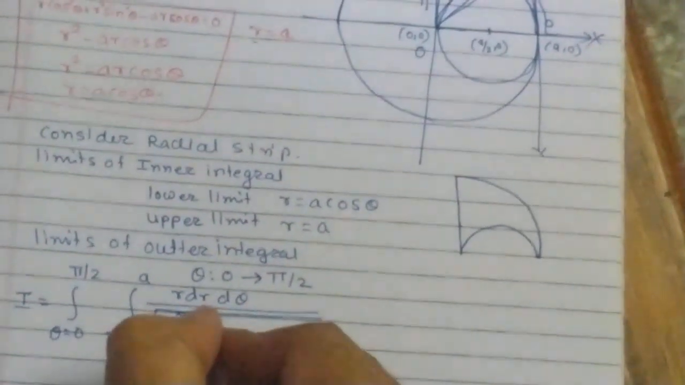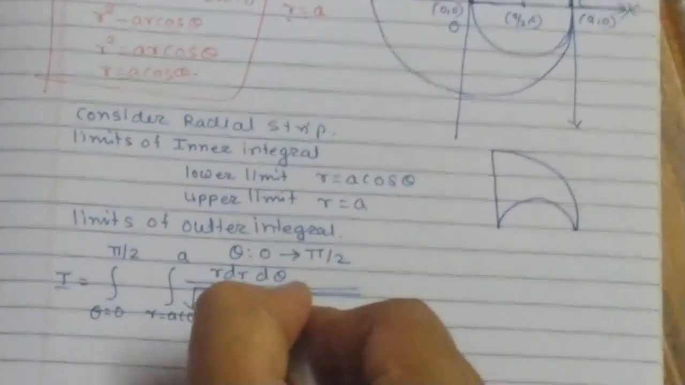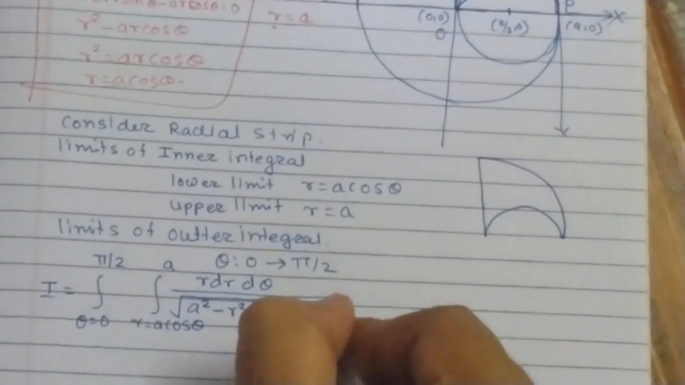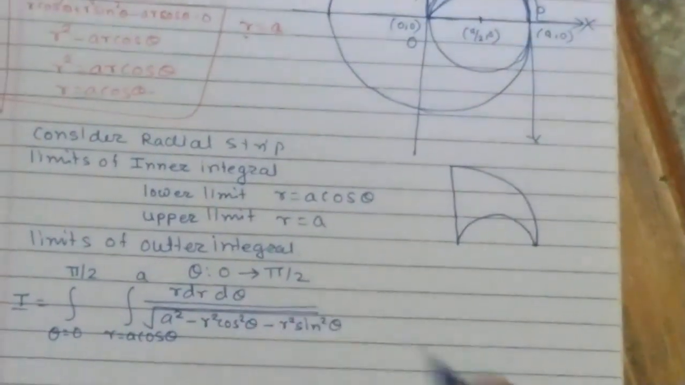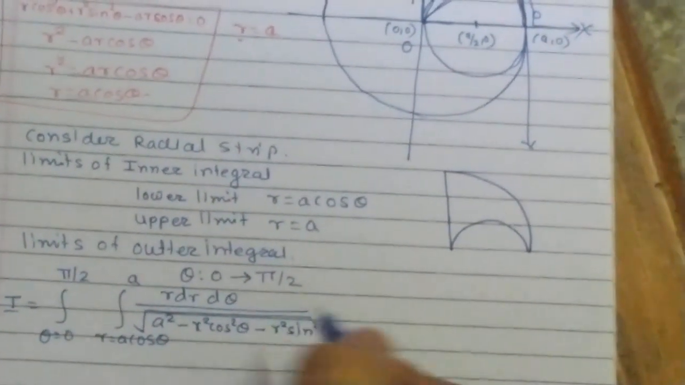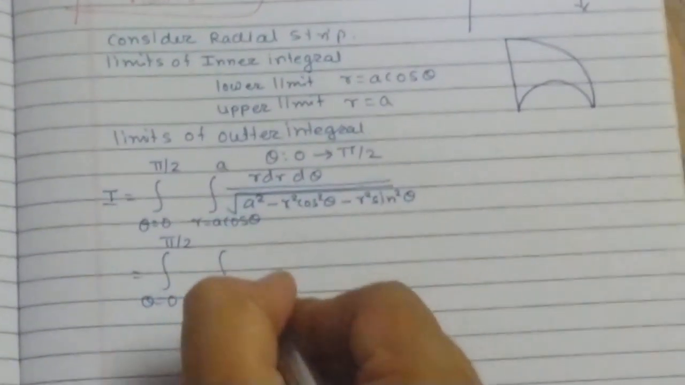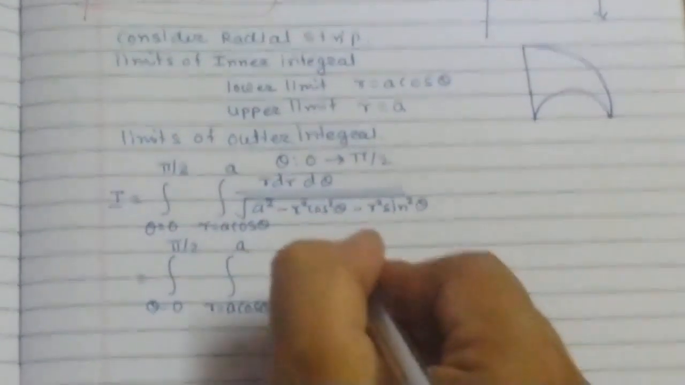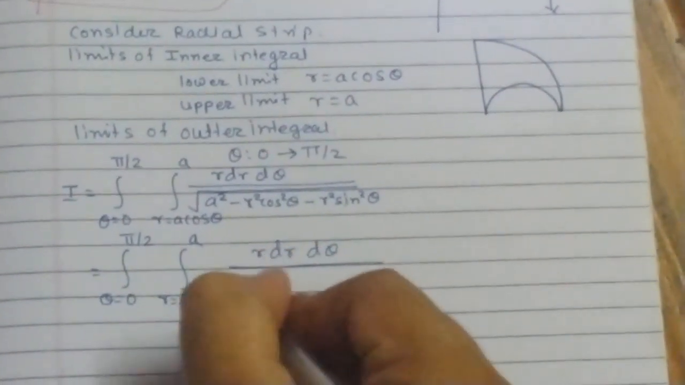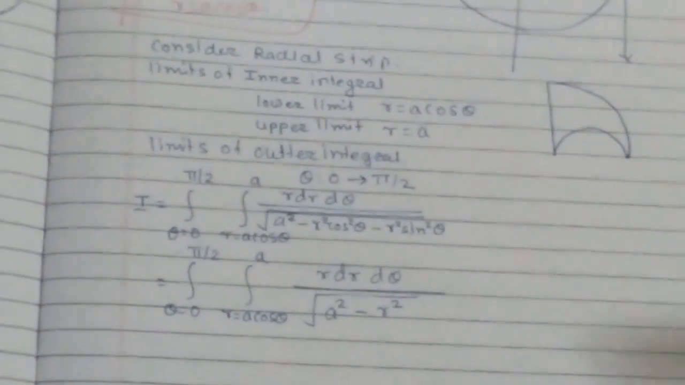square as it is. x square is replaced by r square cos square theta. y square is replaced by r square sin square theta. Now one can take r square common from these two terms. We have cos square theta plus sin square theta inside the bracket, which is 1. So theta is equal to 0 to pi by 2, integration r is equal to a cos theta to a, r dr d theta, whole divided by square root of a square minus r square. I hope this idea is clear to everyone.